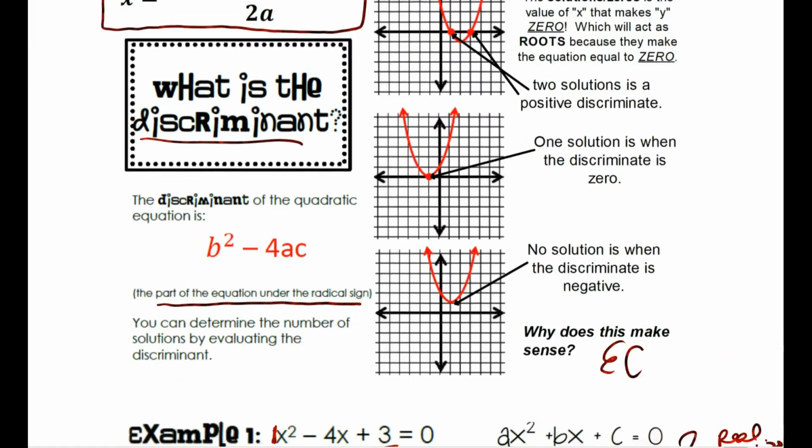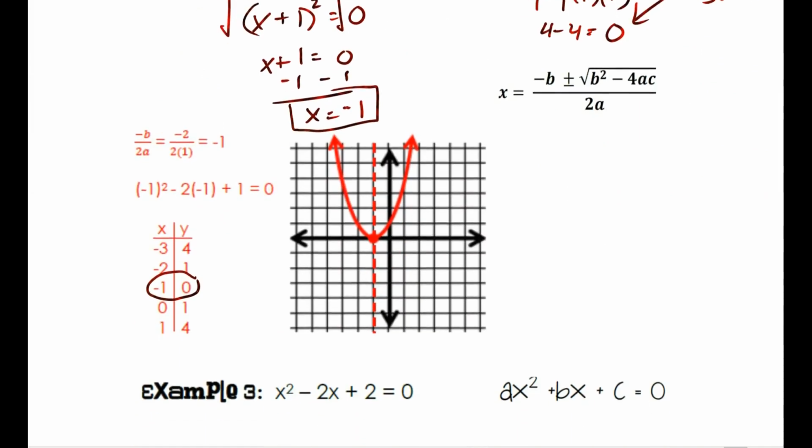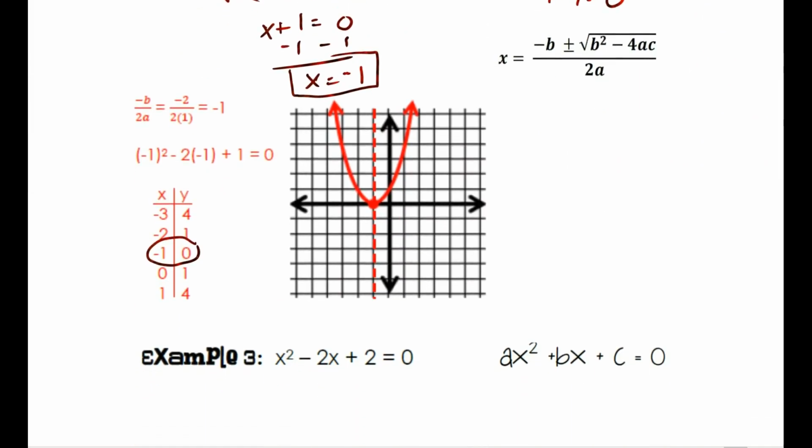I get it from here. If the discriminant is 0, we have one solution. If the discriminant is positive, we have two solutions. If the discriminant is negative, we have no solutions. And y'all are supposed to be figuring out why this makes sense. If this formula is the formula for the solutions to a quadratic function, why does it make sense?